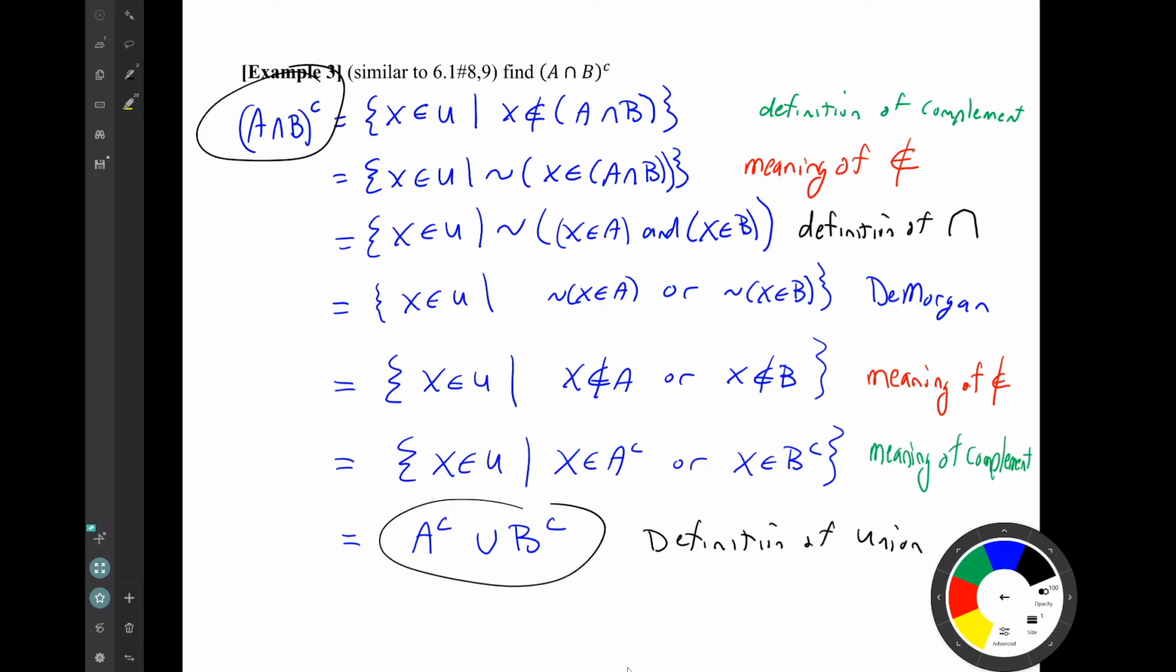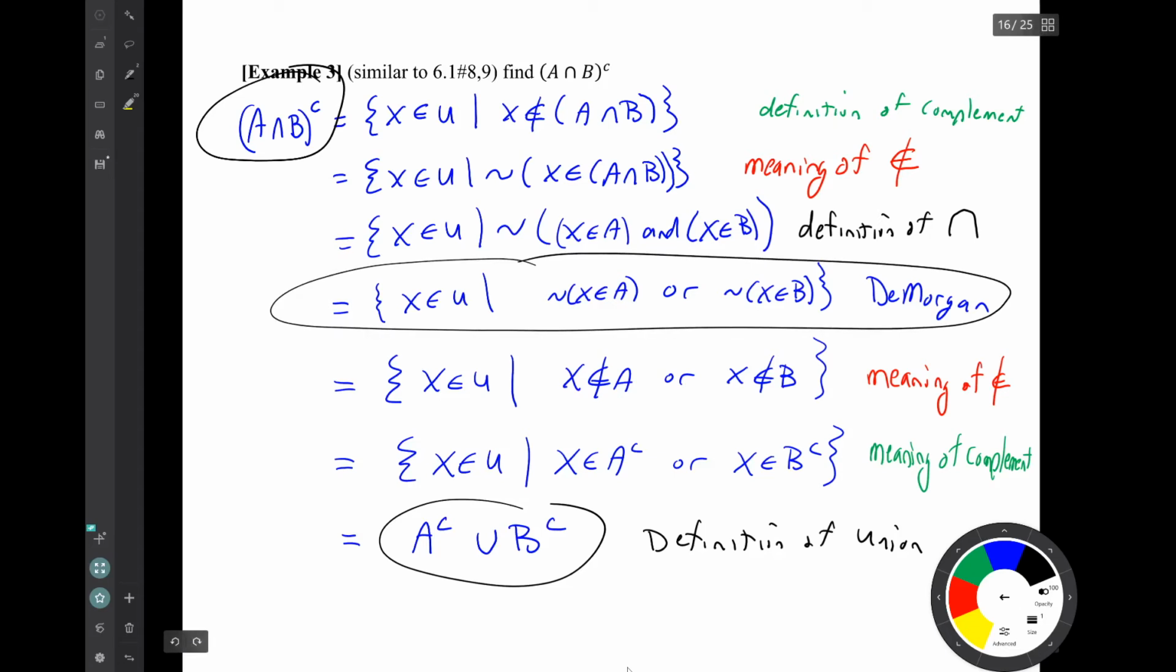And we used a bunch of things here. First of all, notice that we used the definition of complement twice. We unpacked the definition at the beginning and we packed it up at the end. And we used the definition of not an element of twice. We unpacked this symbol at the beginning and we packed it back up later. We used the definition of intersection and so forth. And in the very middle, we used De Morgan's law.